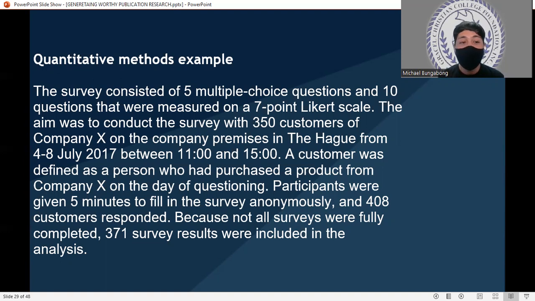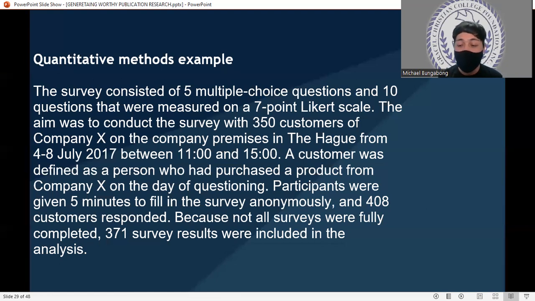A customer was defined as a person who had purchased a product from company X on the day of questioning. On that particular day, participants were given only 5 minutes to fill in the survey anonymously. And surprisingly, 408 customers responded. Our aim was just to conduct 350, but now we have 408 customers responded.